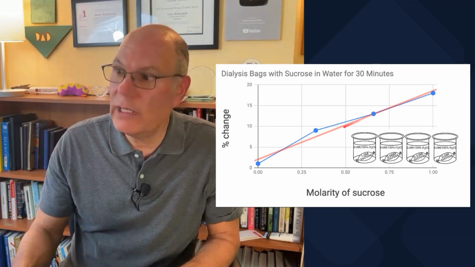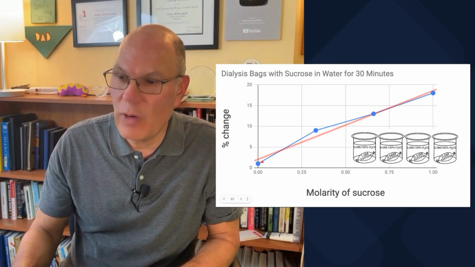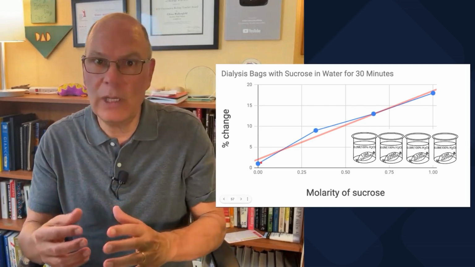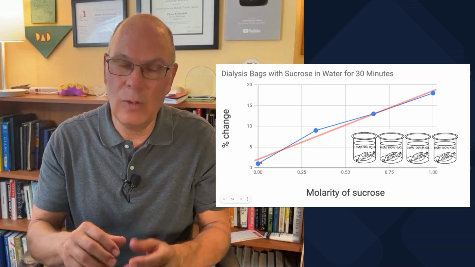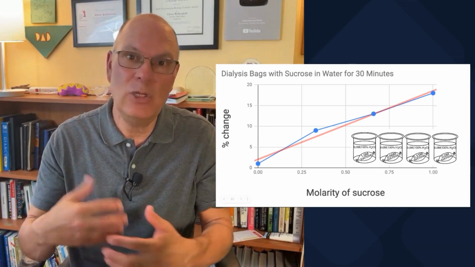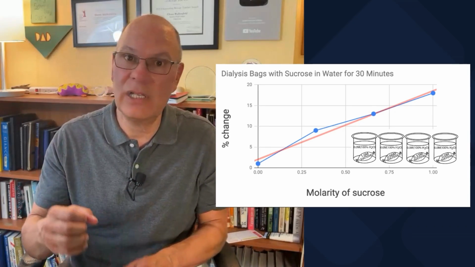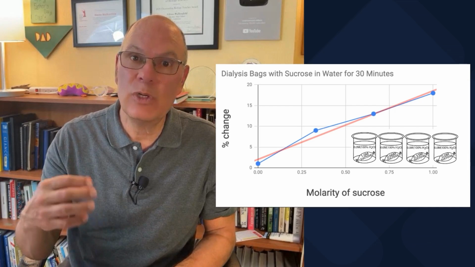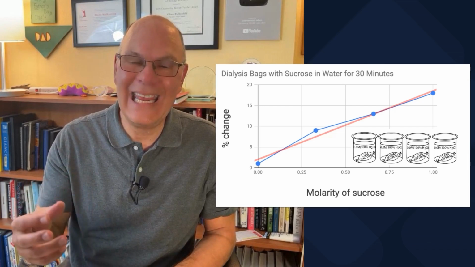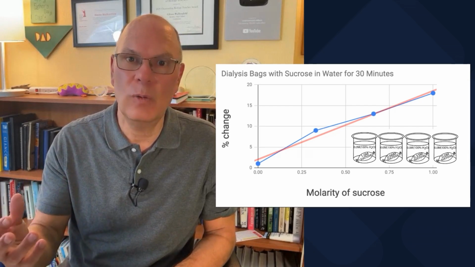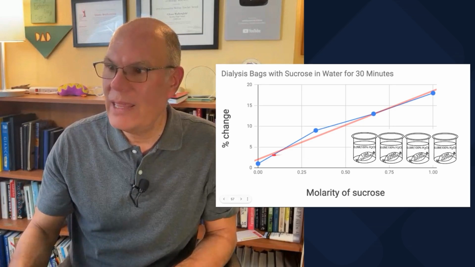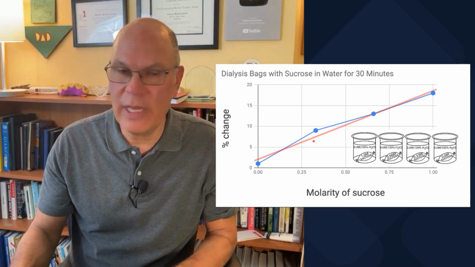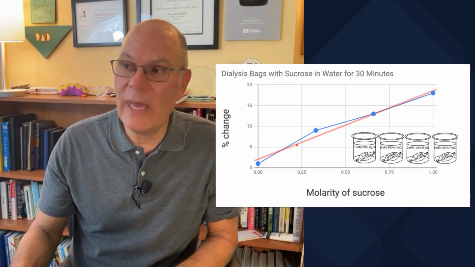And it's perfectly correct to draw a trend line, because what you're doing is you're measuring one value. It's a continuous value. And you could make up a sentence like this: as the molarity increases, the percent mass gain also increases. It's a continuous value, and that's why we graph it like this. So that's dialysis bags with sucrose.